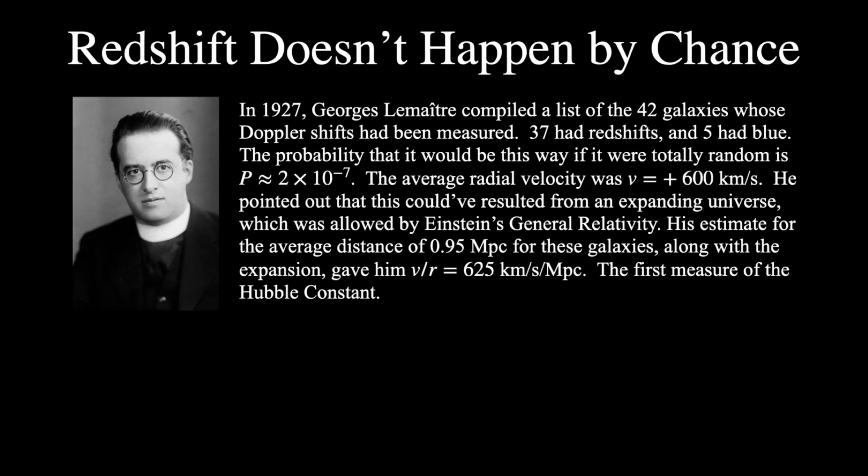But Lemaitre came up with this idea and found an estimate for the average distance. And he said, well, if the average distance of these things is just under a megaparsec, say 0.95 megaparsecs, for all these galaxies, along with this expansion of using this as an expanding universe, it gives him basically a Hubble parameter or a Hubble-Lemaitre parameter of 625 kilometers per second per megaparsec. And this is basically the first measure of the Hubble constant.